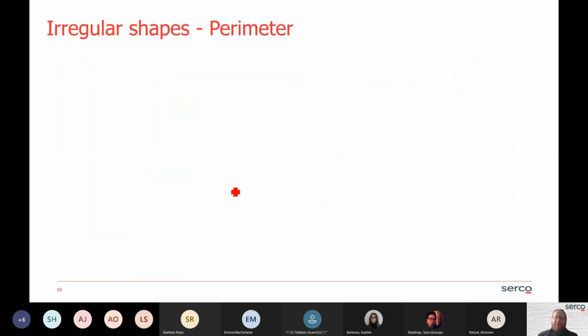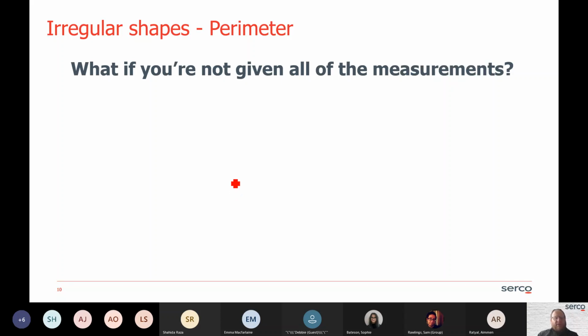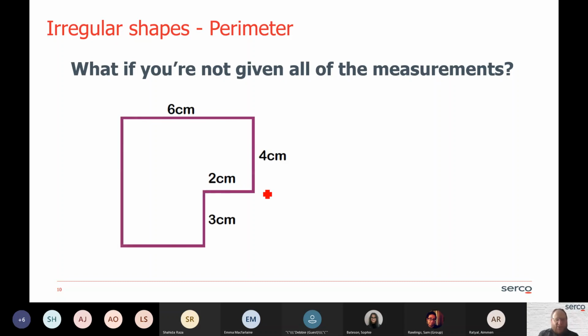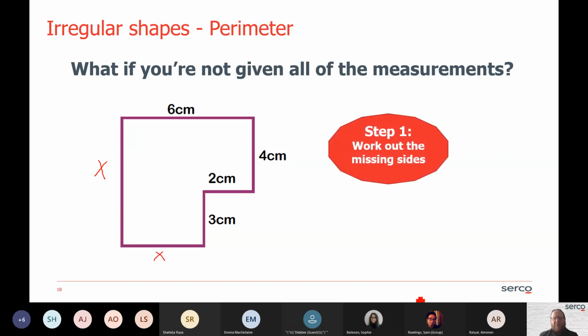So the issue becomes now if we don't have a regular shape. One of the first things that is quite common in the test actually is if you're not given all of the measurements. So I've not put this into a scenario. This is just a shape, and it's given us some measurements. But if you notice, we don't know how long this side is here, and we don't know how long this side is here. Perimeter, we said we have to add all the sides up. Well, we can't at the moment because we don't know what they are. So to work out the perimeter, the first thing we do is we need to work out those missing sides.